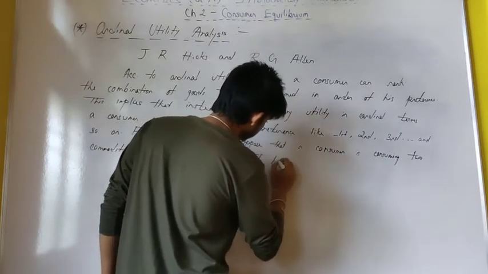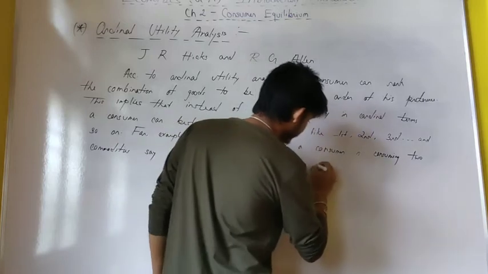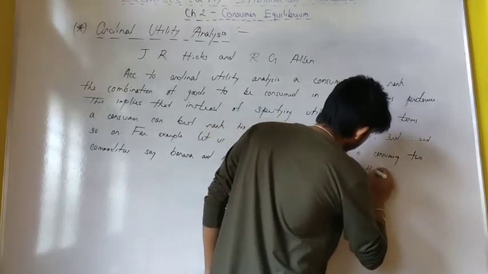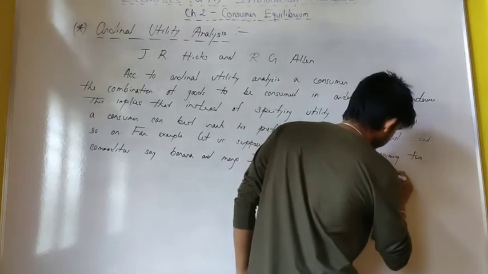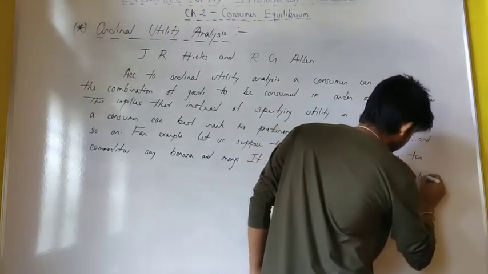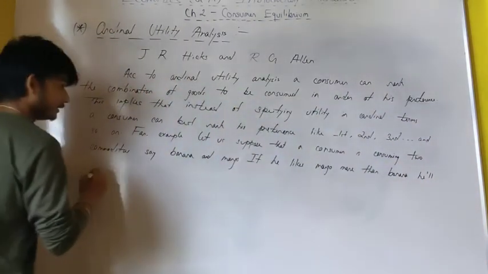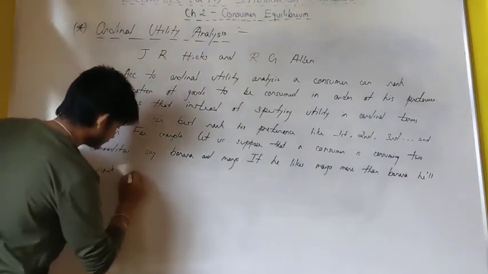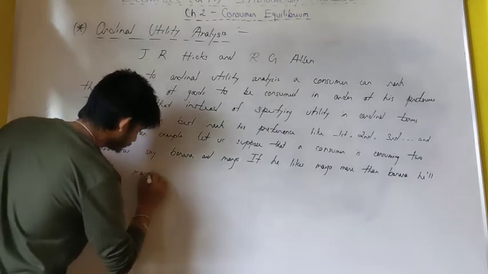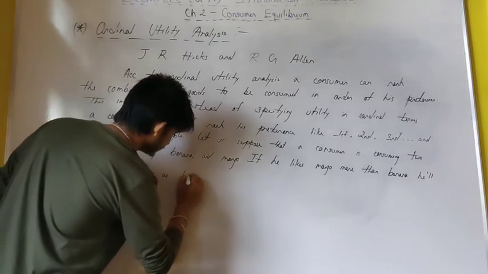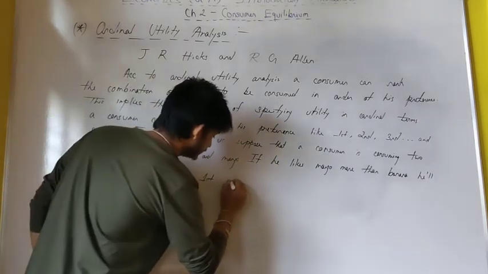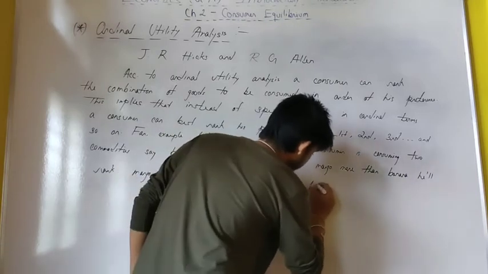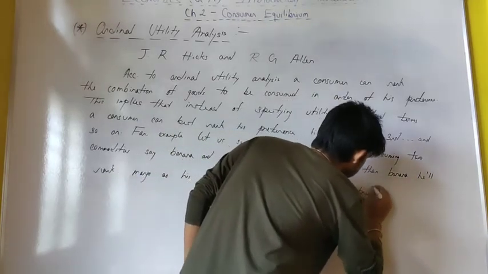If he likes mango more than banana, he will rank mango as his first and banana as his second preference.